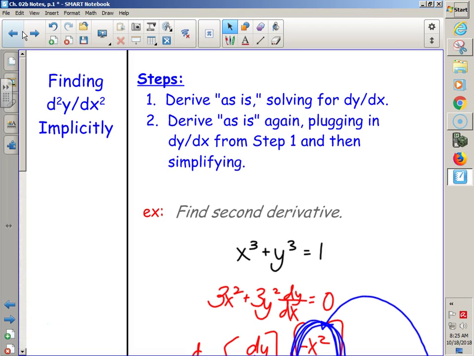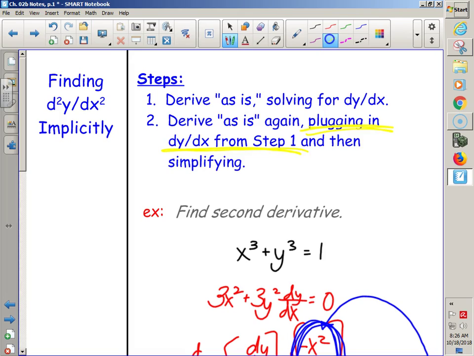but here's something else. They can ask us for the second derivative. I took some notes on this one, not because I think you are confused about what the second derivative is in general. You go again, you derive again, but I think it's helpful to have the steps. You take the derivative as is, you get dy/dx, you derive as is again, both sides. But here's why I put the clue. You need to plug back in dy/dx from step 1. That's exactly what we just did. You need to plug back in dy/dx from step 1. And then simplify.